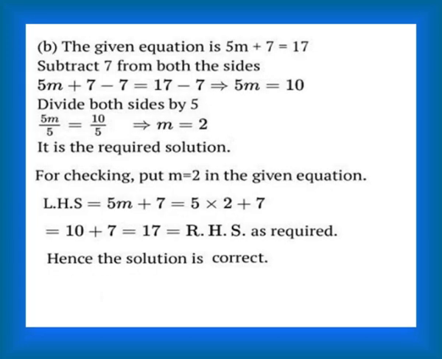B subdivision, 5m plus 7 is equal to 17. Consider our LHS, that is 5m plus 7. Since we have plus 7 in our LHS, if we subtract 7, then that 7 and 7 will get cancelled. We can easily separate the variable and constant. So we are subtracting 7 from both sides, and we get 5m plus 7 minus 7, which is equal to 17 minus 7.